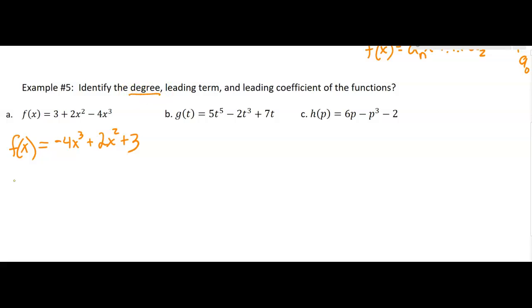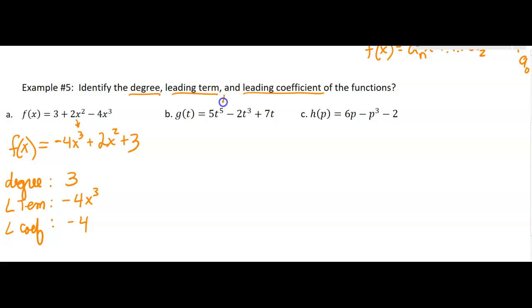Identify the degree. The degree, in this case, is 3. It's going to be the exponent on that leading term. The leading term, okay, so leading term, L term, is negative 4x cubed. The leading coefficient, so the leading we're abbreviating, is negative 4. Okay? All right, let's go to the next one.